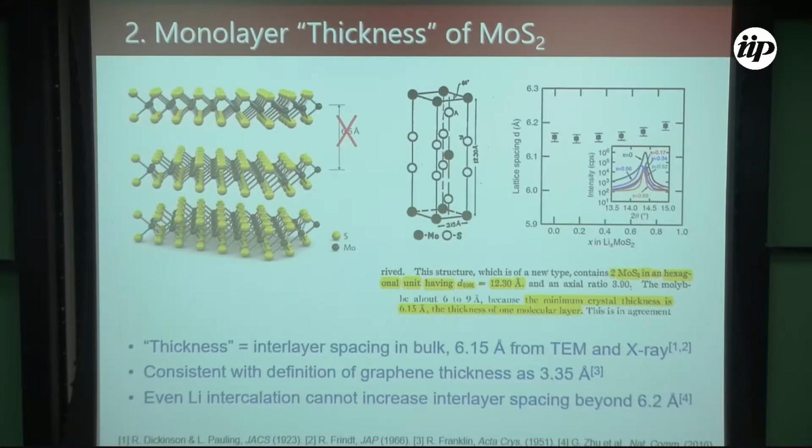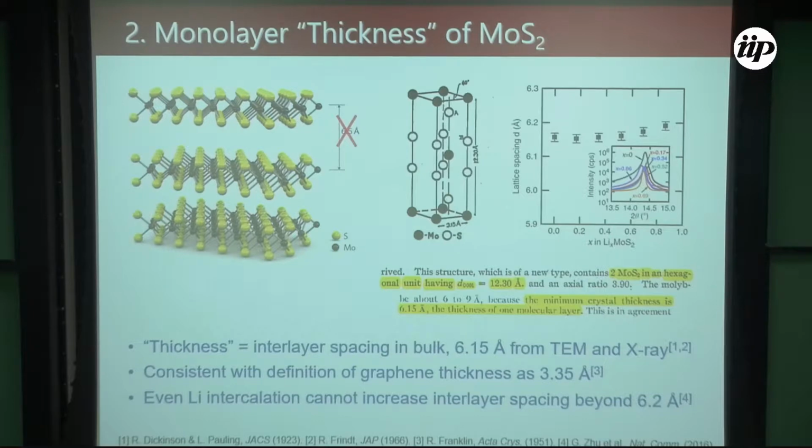Right, and so it kind of bothers me, partly because, in the graphene community, we've agreed a long, long time ago that the graphene thickness is 3.35 angstroms, which is the actual lattice spacing in graphene as well, right? So we've agreed on that for many, many years. In fact, we've agreed on that since Rosalind Franklin's work in 1951, maybe even earlier. But in the MoS2 literature, we seem to be using the wrong number.